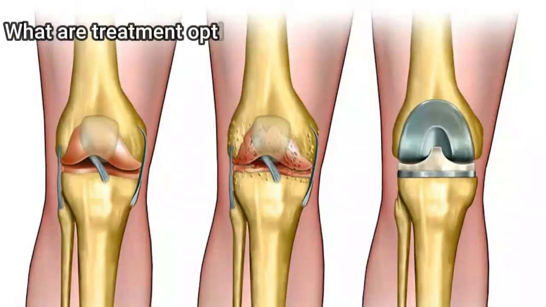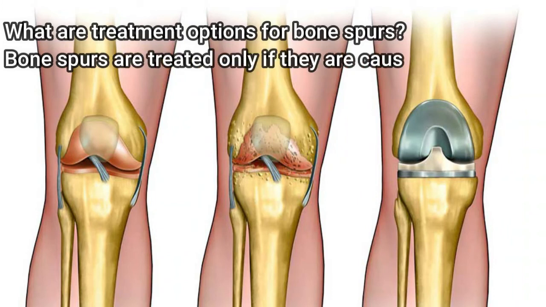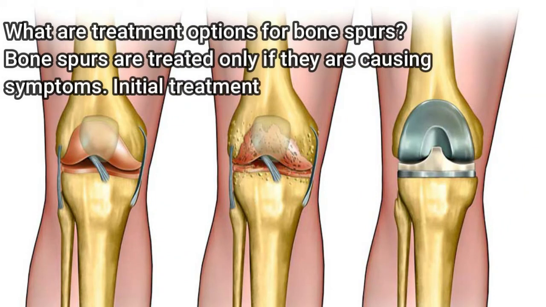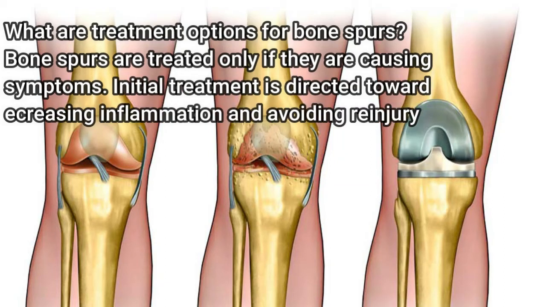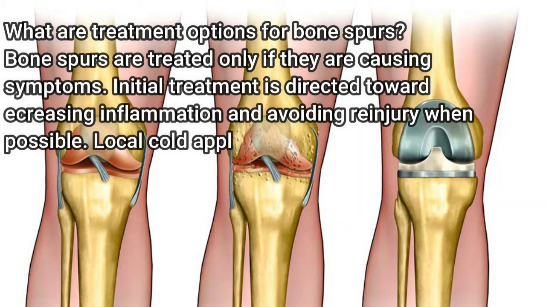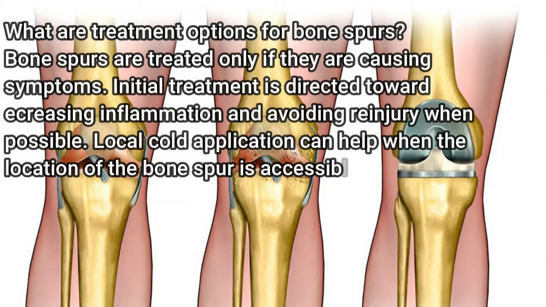What are treatment options for bone spurs? Bone spurs are treated only if they are causing symptoms. Initial treatment is directed toward decreasing inflammation and avoiding surgery when possible. Local cold application can help when the location of the bone spur is accessible.